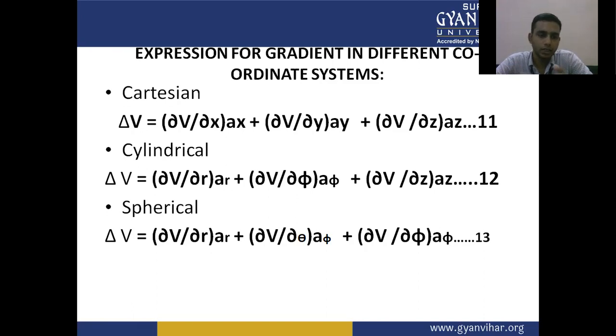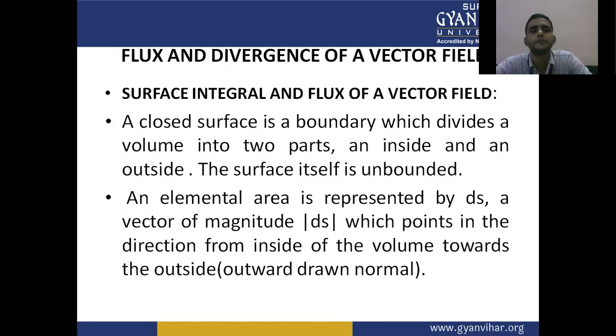Now we have the spherical coordinate system. In the spherical coordinate system, del V is represented as del V over del R in the direction of the unit vector AR, plus del V over del theta in the direction of A theta, plus del V over del phi, A phi, in the direction of phi. So this is the interpretation of the gradient in the Cartesian as well as the cylindrical and spherical coordinate systems.